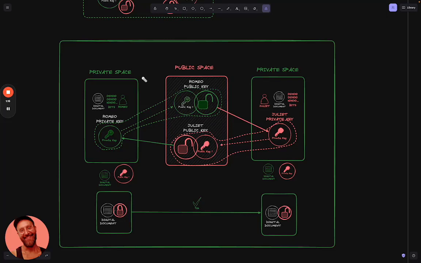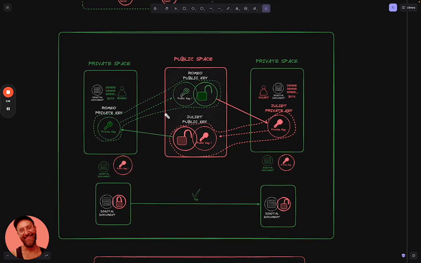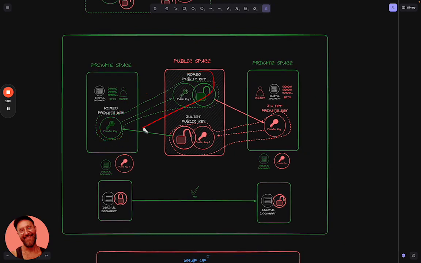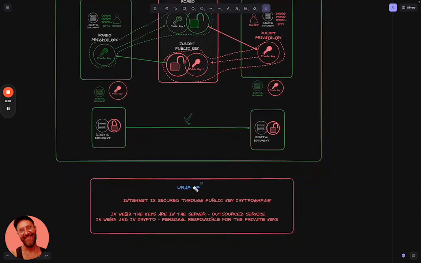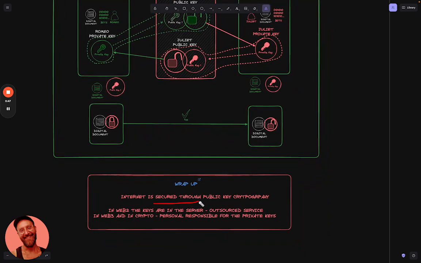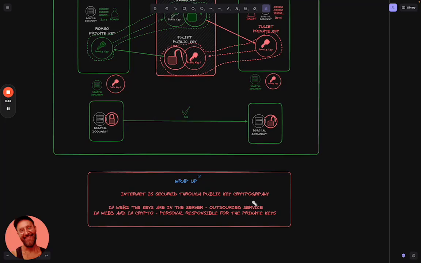This is super important to understand: these two keys are interlinked, only one can be opened to the public, and having this public key, you can never know the private key. The public and the private can encrypt, but only the private can decrypt. This is the key, because the internet today is secured through public key cryptography. It's super important that we understand this.